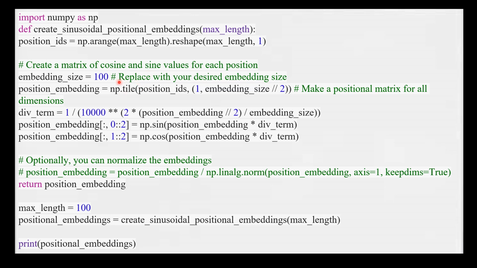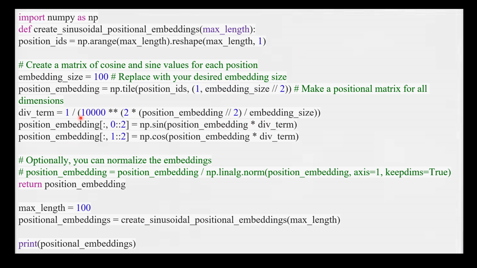Now next, we define the embedding size, which determines the number of columns in the final positional embedding matrix. In practice, you would choose an embedding size appropriate for your model. And now the next line duplicates the positional indices matrix along the column to create a matrix with embedding size by 2 columns. And this is necessary because we are creating a matrix of cosine and sine values for each position.